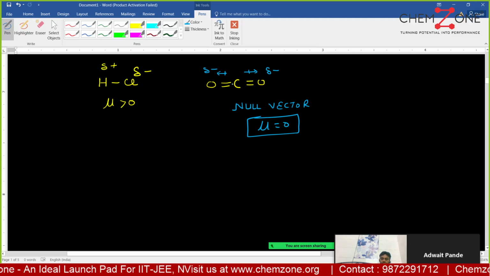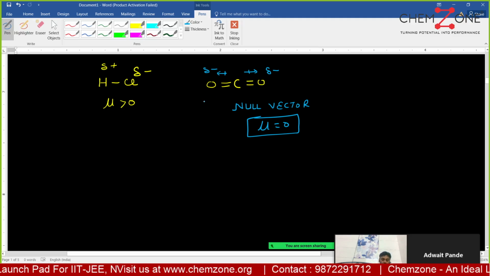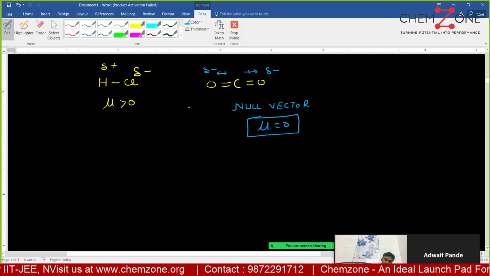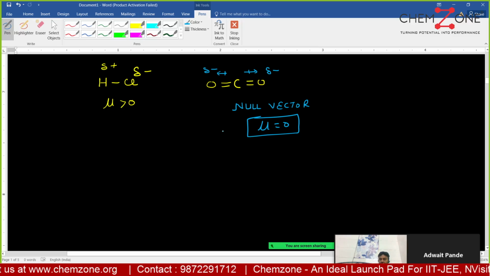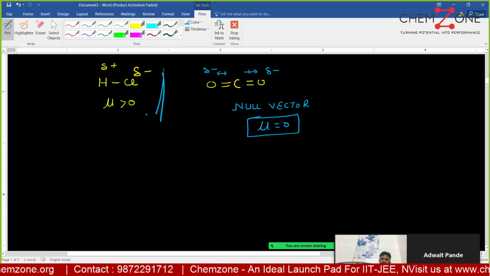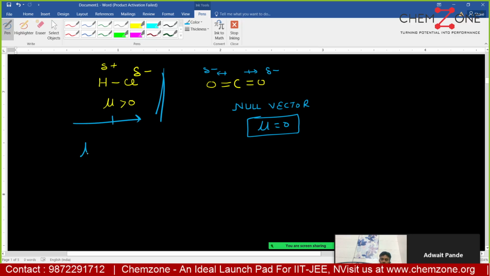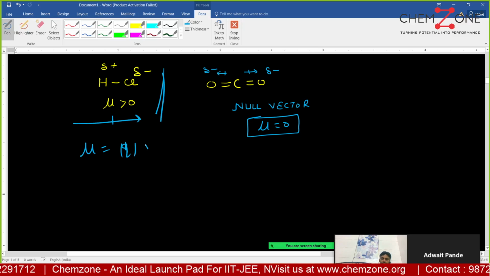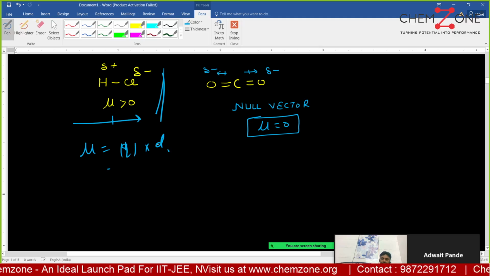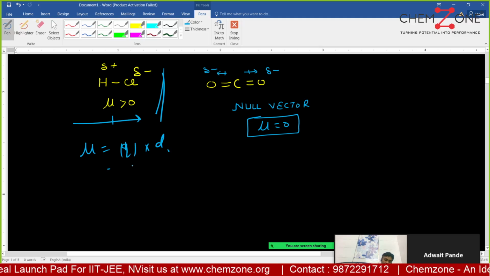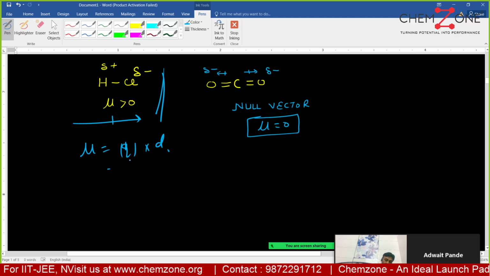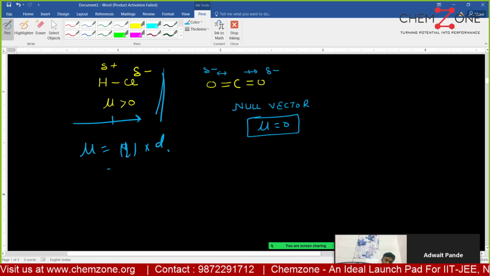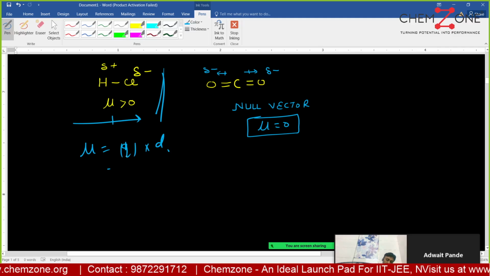No, no, no. Null vector is operating. The pull is equal and opposite. In this case, the dipole moment is toward this side. So dipole moment is equal to charge multiplied by the distance. It will come out to be greater than 0 only. Right? Understood?